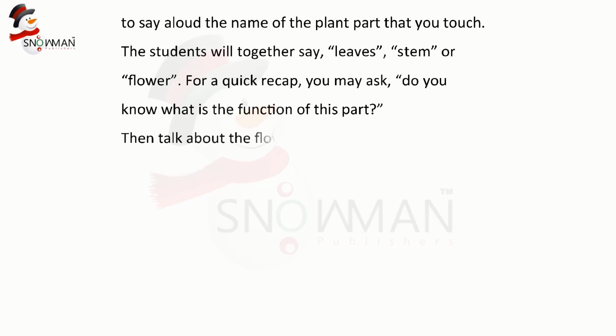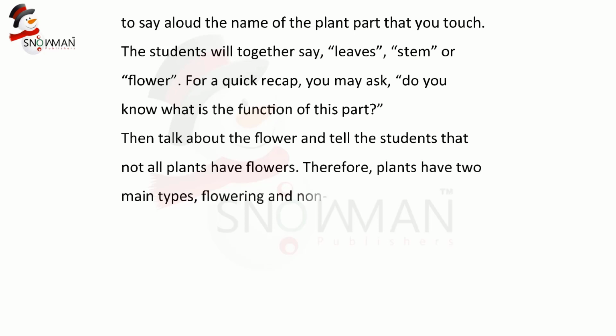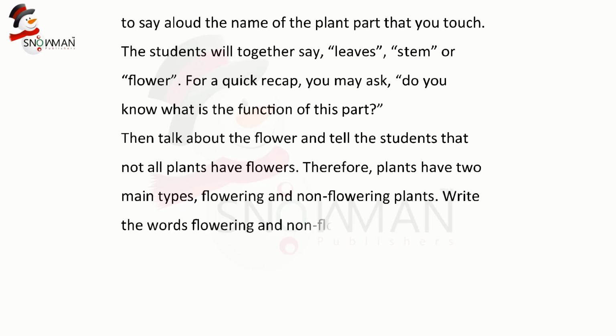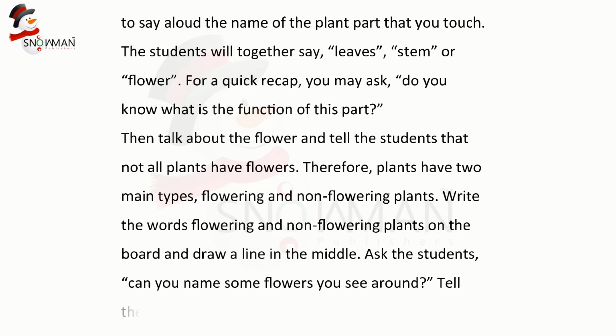Then talk about the flower and tell the students that not all plants have flowers. Therefore, plants have two main types, flowering and non-flowering plants. Write the words flowering and non-flowering plants on the board and draw a line in the middle. Ask the students, can you name some flowers you see around? Tell them these flowers belong to the flowering plants.